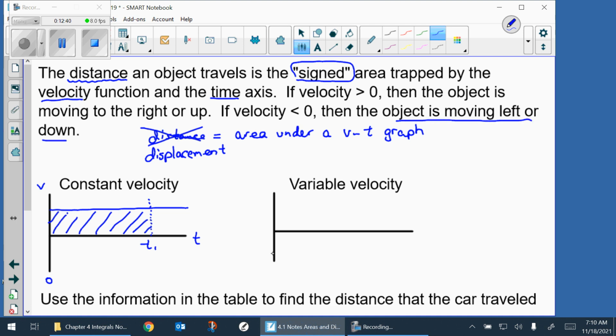So what if I start with a negative velocity? And the velocity eventually becomes 0, and the velocity eventually becomes positive. And this is velocity, and this is time.